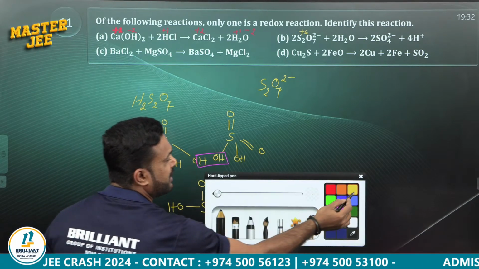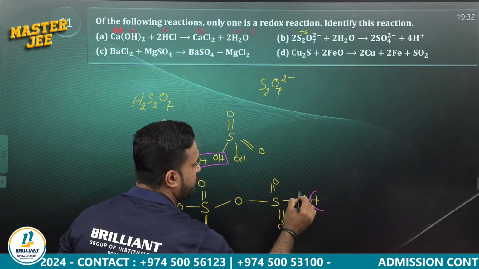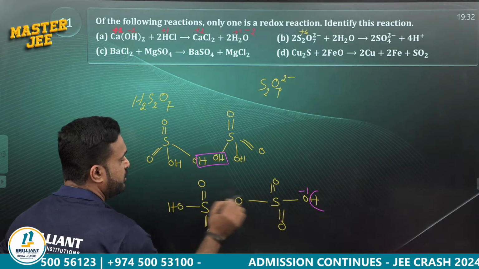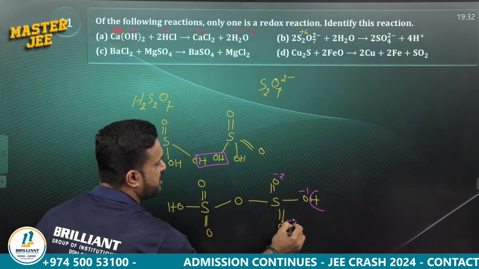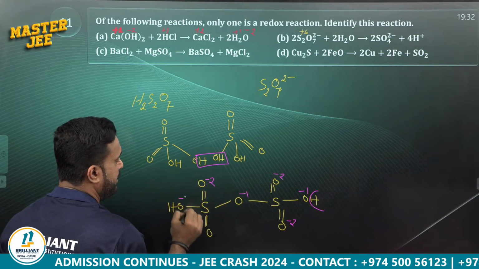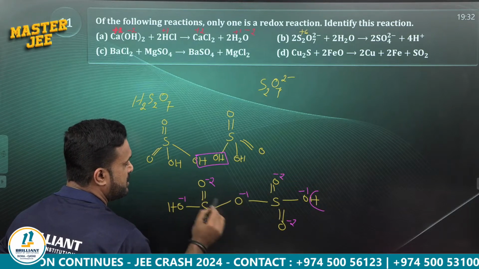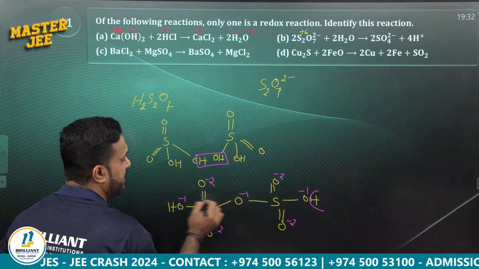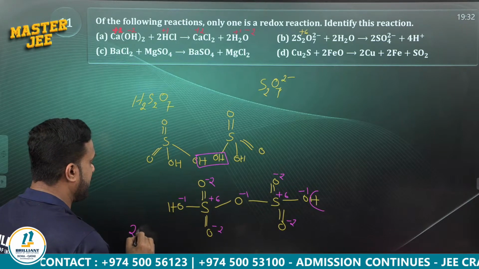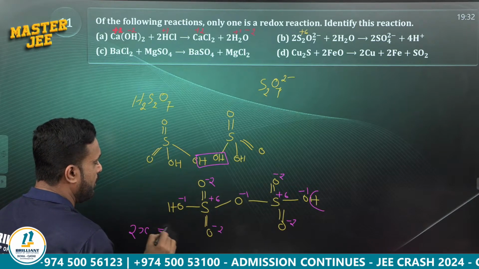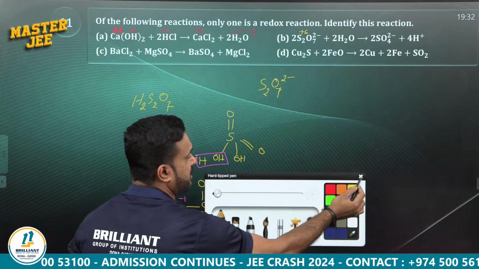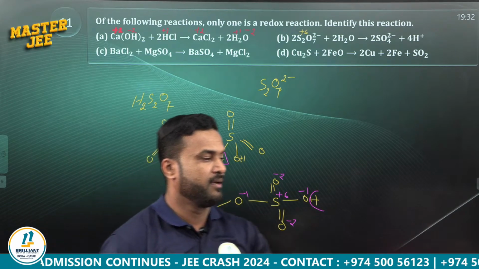When H is removed, here it will be -1, and here -2 for double bond oxygen, and this one as well -1, here also -2, this will be -1, this will be -2. When you consider all these, -2, -4, -1, this will be +6, here also +6. So 2 sulfur, so 2x is equal to total +12, so x is equal to +6. This is just for understanding, this type of ion they will ask.